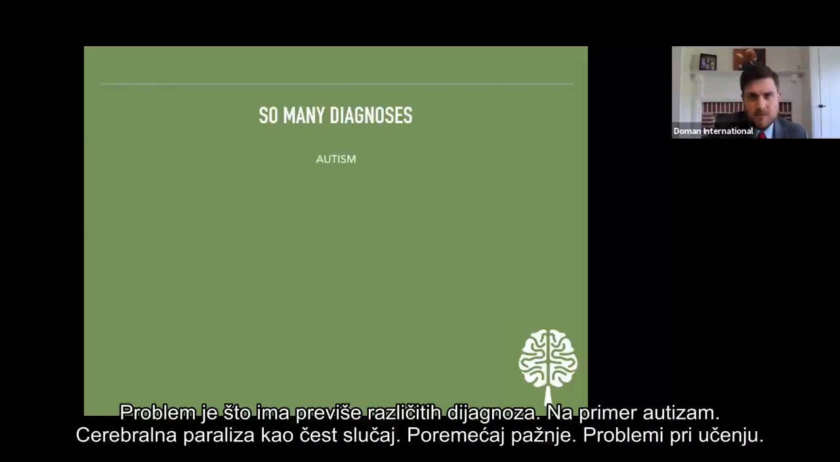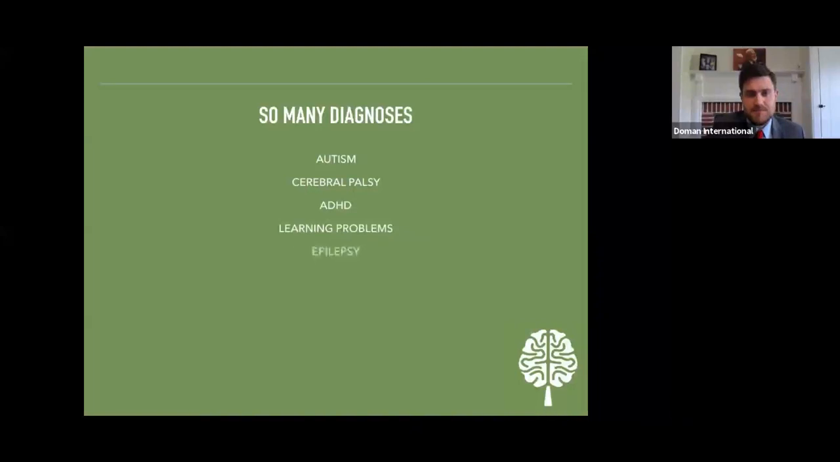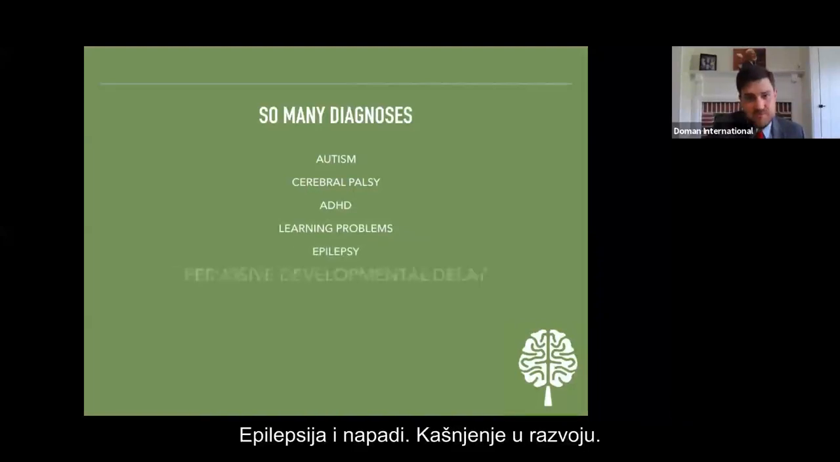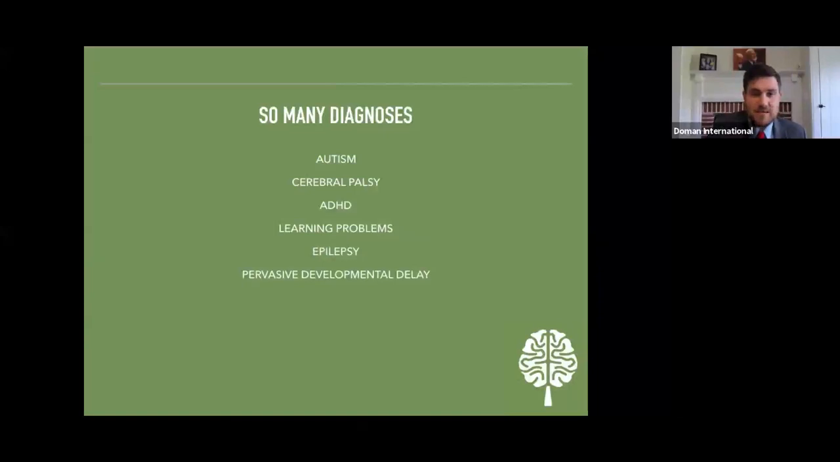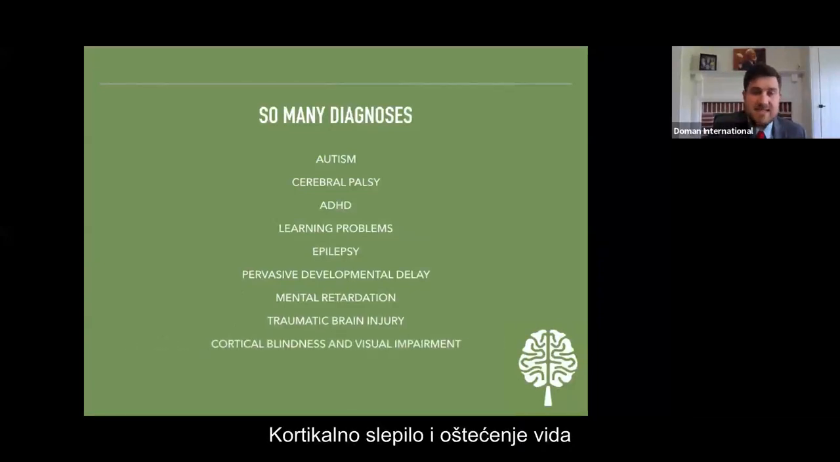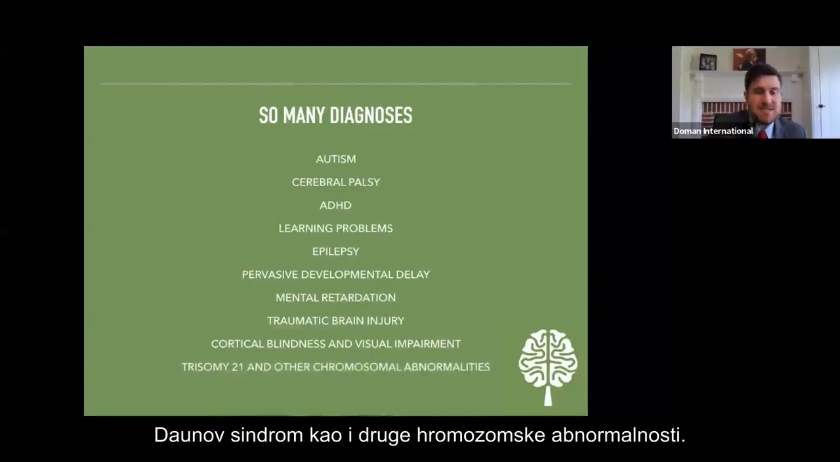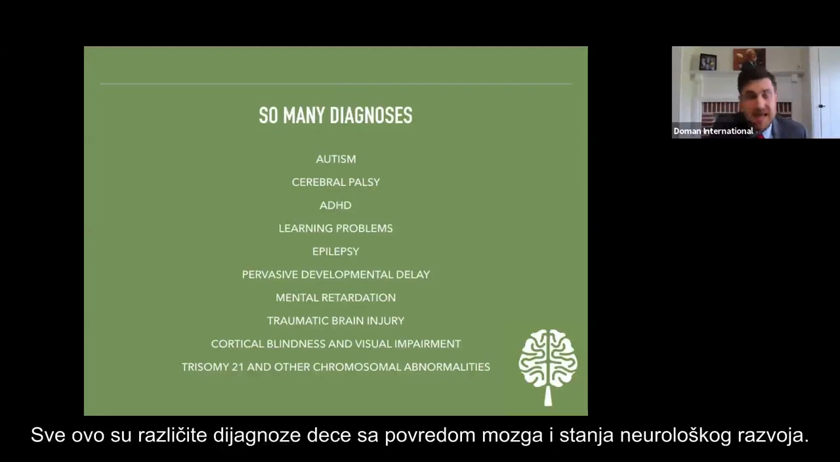Autism, for example. Cerebral palsy is very common. ADHD. Learning problems. Epilepsy and seizures. Developmental delay. Mental retardation. Traumatic brain injury. Cortical blindness and visual impairment. Trisomy 21, also known as Down syndrome, and other chromosomal abnormalities. These are all different diagnoses and labels used for children with brain injuries and with neurodevelopmental conditions.